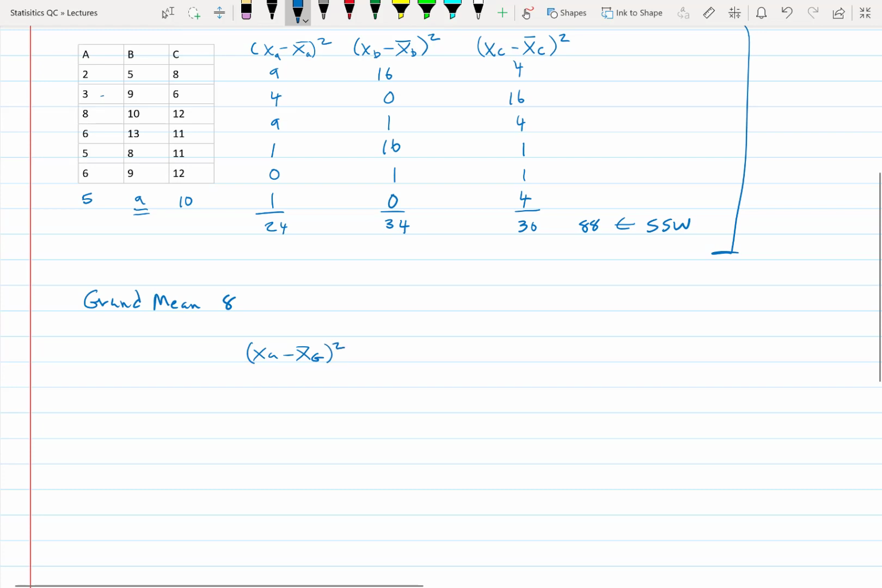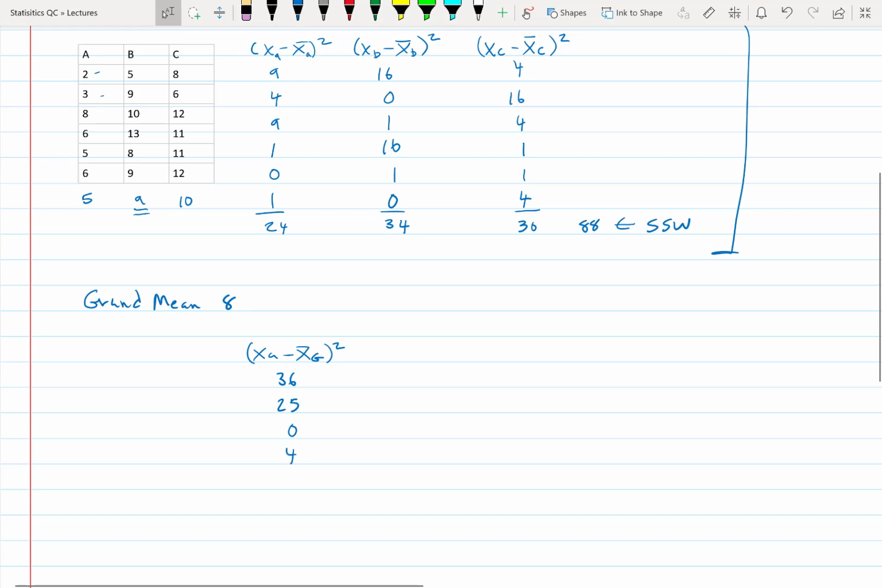So for the first one, we have 2 minus the grand mean, 8. That's going to give us negative 6. 6 squared is 36. And the next one is going to be 3 minus 8, negative 5. Square that, we're going to get 25. The next value is 8. 8 minus 8 is 0. Square that, we get a 0. The next value that we have is 6. 6 minus 8 is negative 2. Square that, we get a 4.